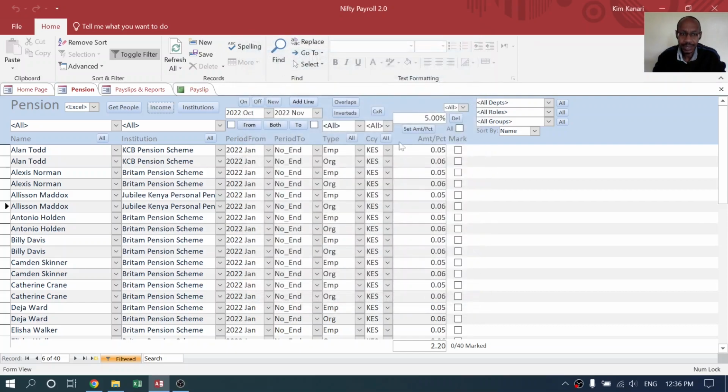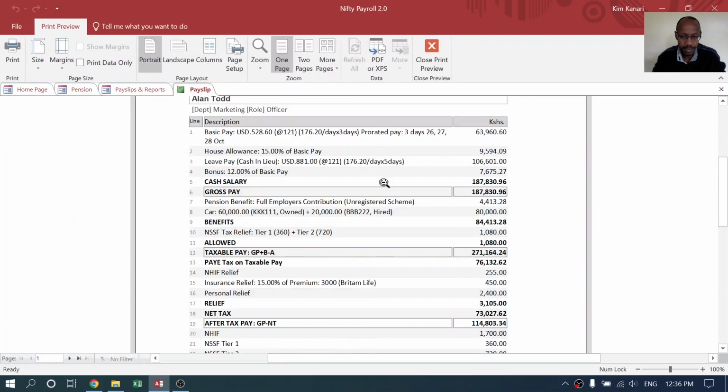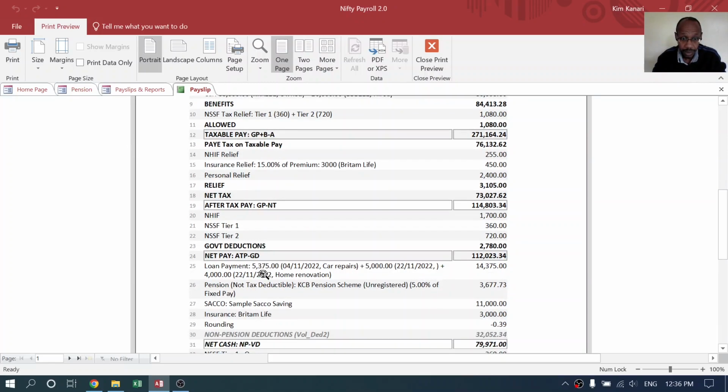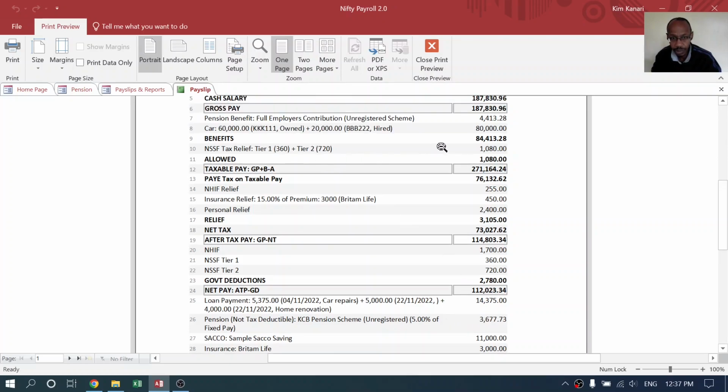Okay, given that setting, we've done the processing and the payslips have come out. So we'll look at one payslip at a time. So we're looking at KCB first, right? So let's see. In this case, you have number 26, pension non-tax deductible, KCB pension scheme, unregistered. In this case, this is not going to be tax allowed, so there won't be any entry in the allowed portion of the payslip.